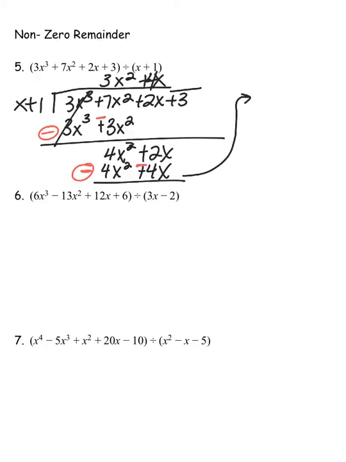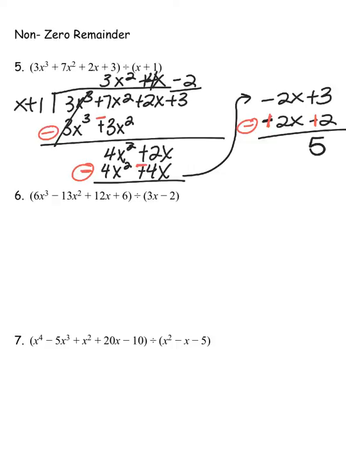I'll go over here. I end up with negative 2x plus 3. X goes into negative 2x negative 2 times. Multiply. I get negative 2x minus 2. Subtract. Change my signs. And I end up with a remainder of 5.